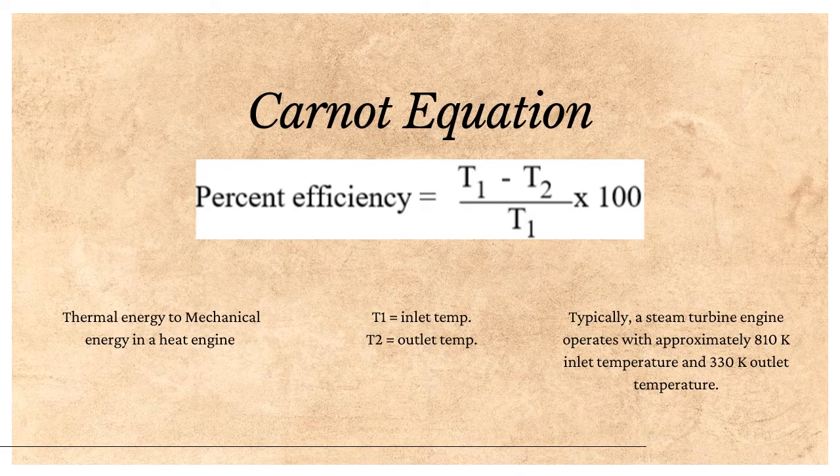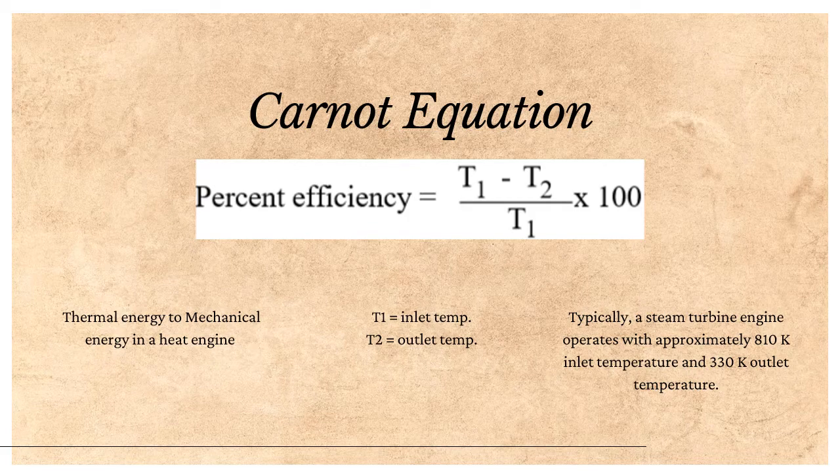One of the most significant energy conversion processes is that of thermal energy to mechanical energy in a heat engine, such as a steam turbine. The Carnot equation states that the percent efficiency is given by a fraction involving the inlet temperature, for example, of steam, T1, and the outlet temperature, T2. These temperatures are expressed in Kelvin.